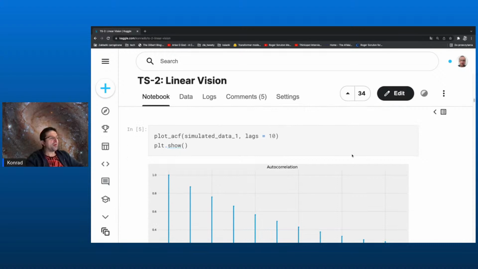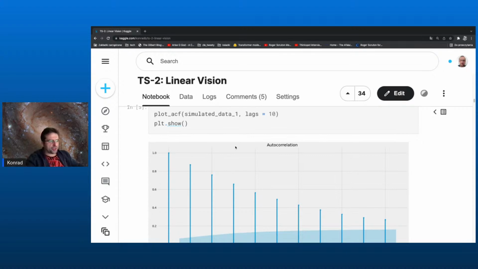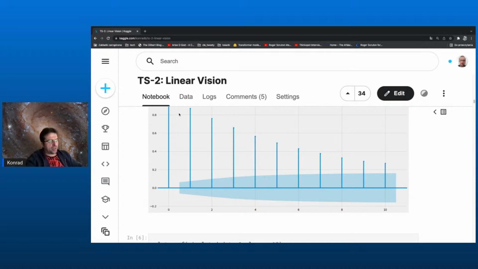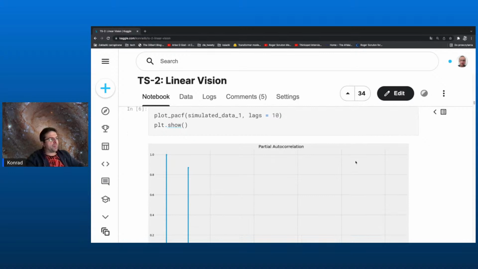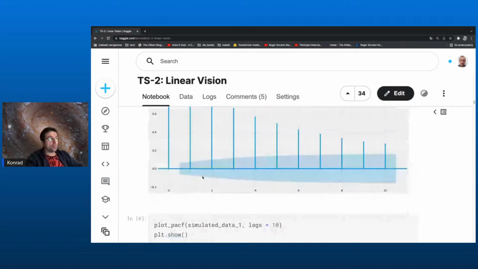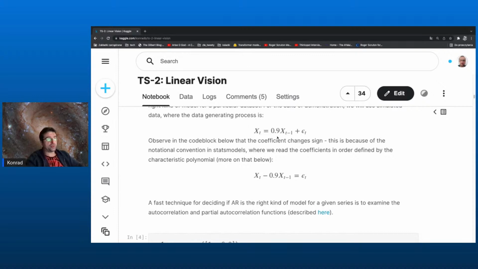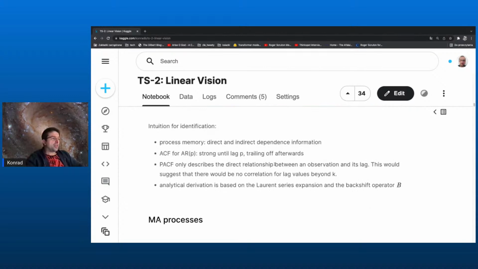The useful bit is if you look at the autocorrelation function for such a process, because what you can see is that for this simulated data, autocorrelation slowly decreases, whereas partial autocorrelation has only something meaningful at lag one, which is precisely where we do have dependence, because it only depends on the one step before, and nothing beyond that. And that's more or less the intuition behind how we can identify, based on looking at the data, whether an AR process is a good idea.